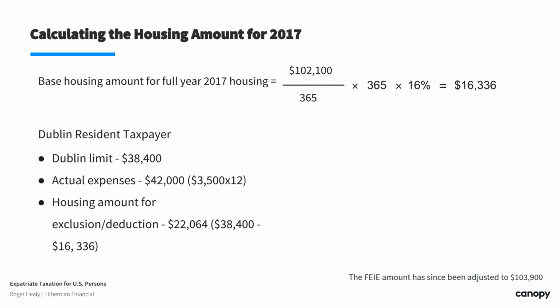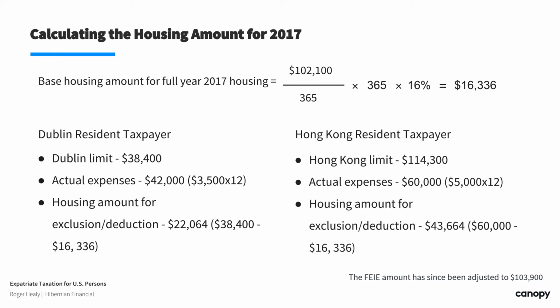In our next example, we have a Hong Kong resident taxpayer. Now the Hong Kong city limit is $114,300. Our taxpayer in this example has $60,000 worth of actual expenses. So their housing amount for exclusion or deduction is $43,664. It's their actual expenses less the base housing amount. In this case, we use the lower of the city limit or the actual expenses.